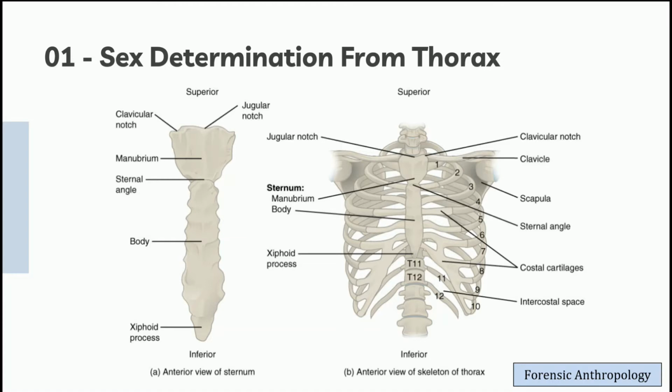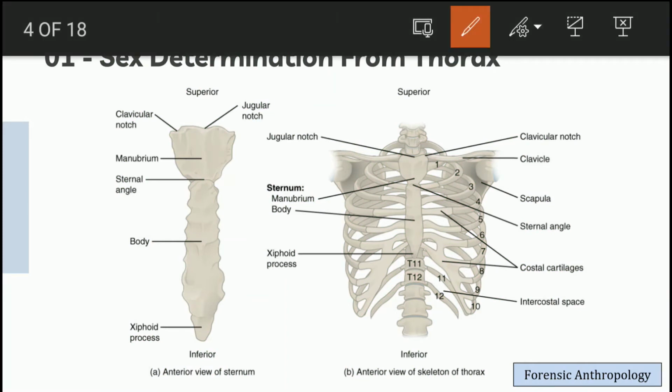So the first point is sex determination from thorax. Here is the general diagram. In the thorax, we are considering the bones: sternum, clavicle, scapula, thoracic cage and the ribs. First of all, let's see the diagram of the sternum and its different parts. Here is the anterior view of a sternum.